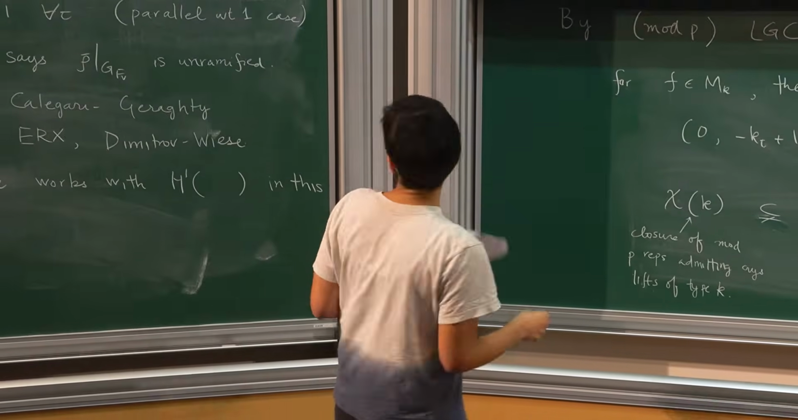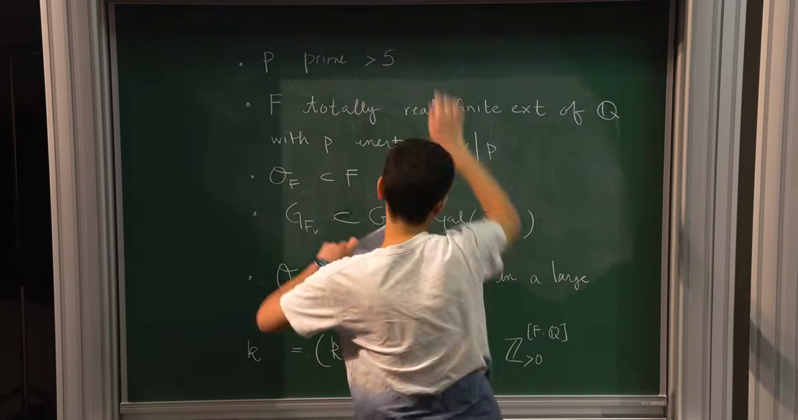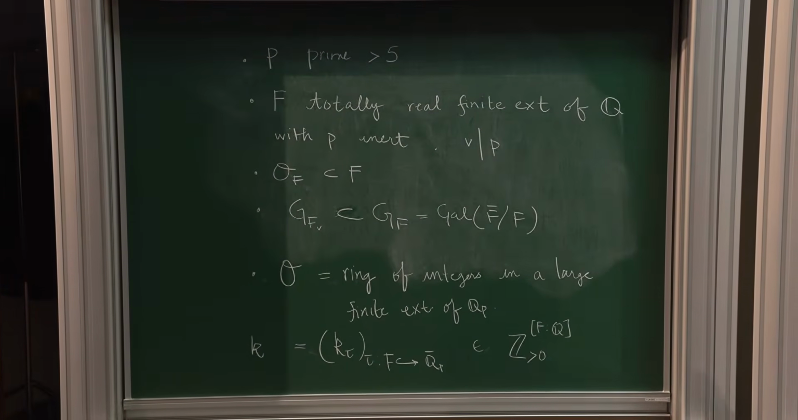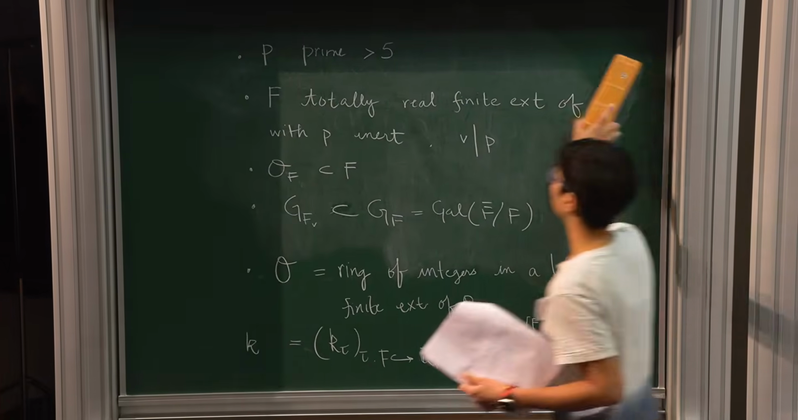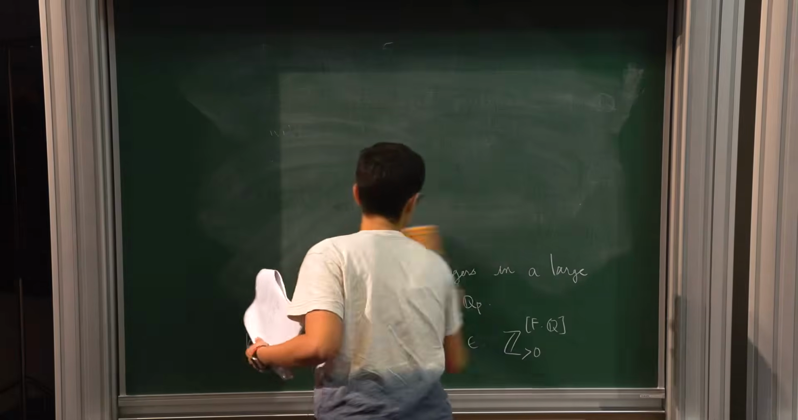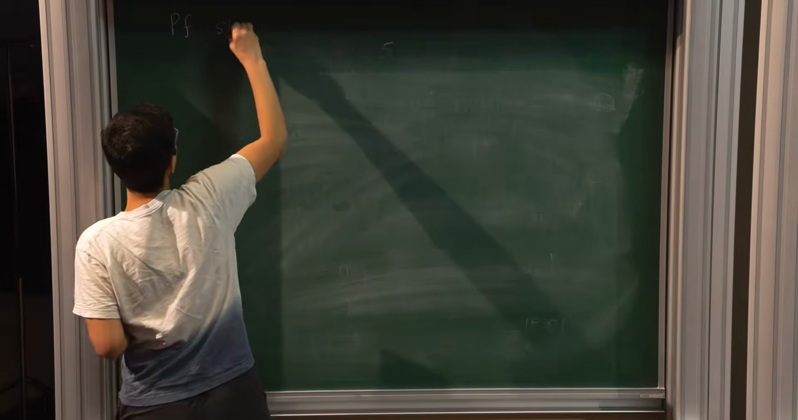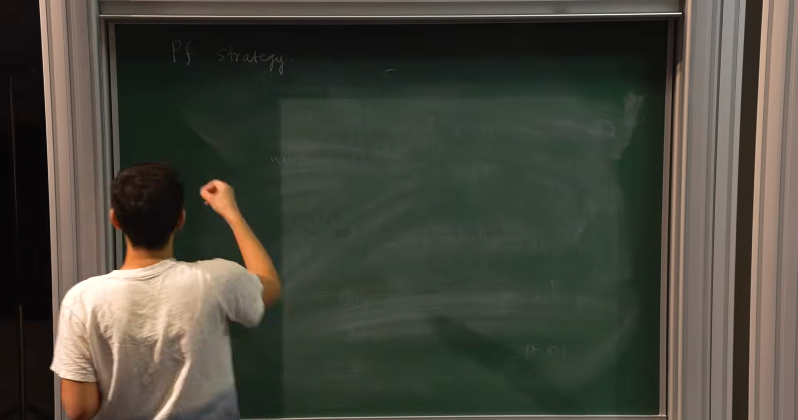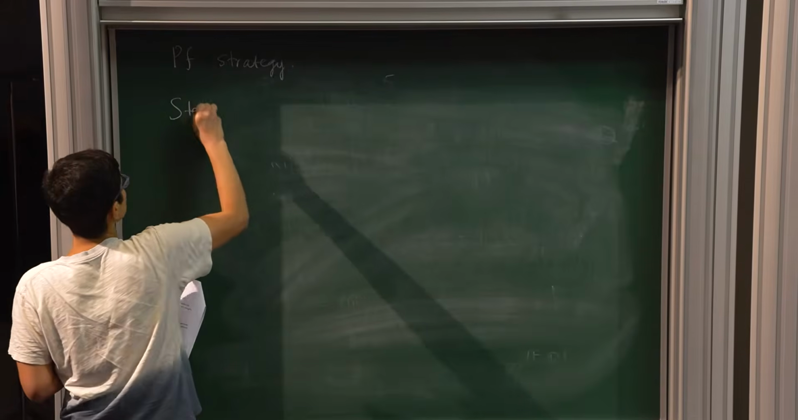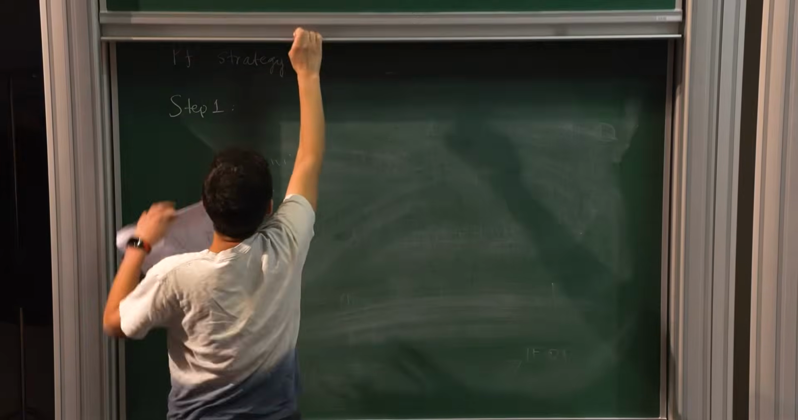All right, so proof strategy. Any questions so far? Okay, so proof strategy. This basically involves two a priori independent steps. So step 1 is to, okay, actually let me make some assumptions.